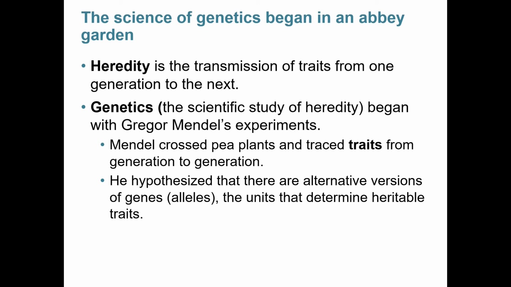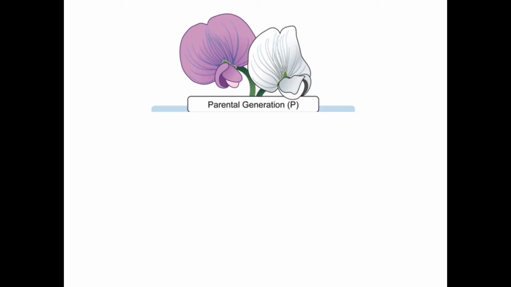He hypothesized that there were alternate versions of traits, or genes, and he called these alleles. Then that they determined whether or not something was heritable and how. The basic setup of a genetic experiment is as follows. You start with two parents. In this case, we have a purple pea plant and a white pea plant. This is called a parental generation, or filial generation 0.